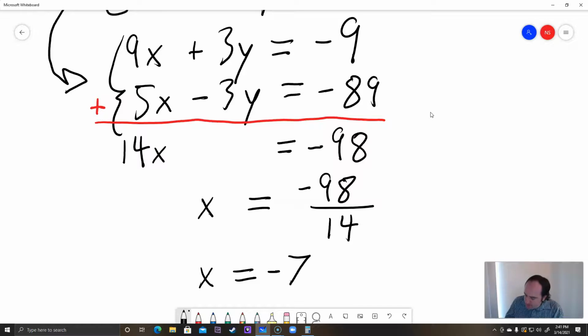All right? So I'll go ahead and underline that one. So we found the first variable. Now we need to find the other variable. And how do we do that? Well, we plug in x equals negative 7 into one of the original equations and then solve.